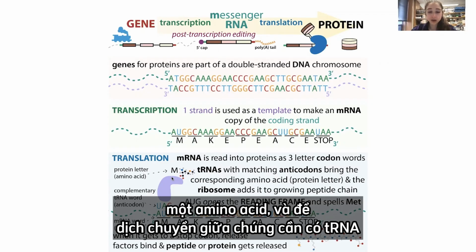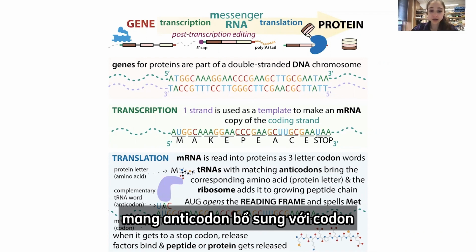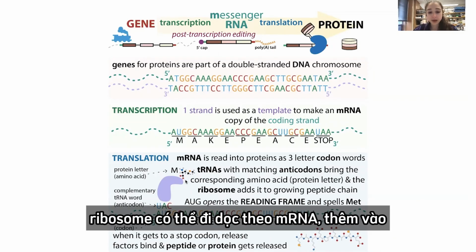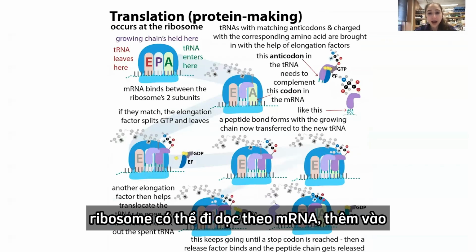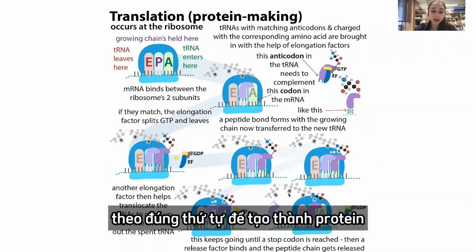And the way that you go between these is with a tRNA, a transfer RNA. On one end, it has an anticodon that's complementary to the codon, and it's carrying the corresponding amino acid. In this way, the ribosome can travel along the messenger RNA, adding in the amino acid specified by each codon to get the protein.